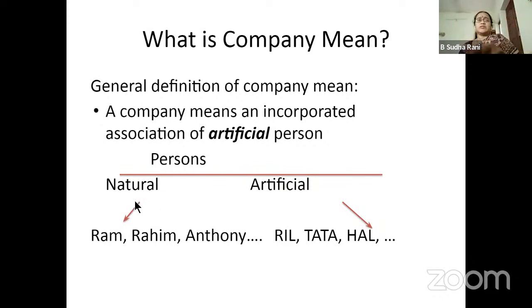Why? Because there are two types of persons: natural and artificial. A natural person means we all human beings. Artificial person means companies which got recognition by their name among the public, like Reliance. We used to call Reliance company, Infosys company, Tata company. So these all got their recognition, their names, more than their founders. Okay, so those are artificial persons.